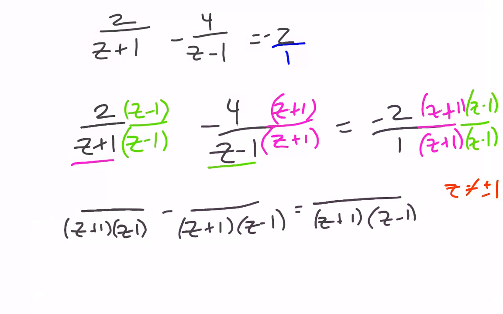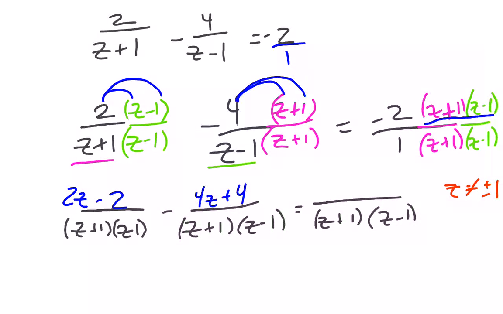All right, so now what are my numerators going to equal? 2 times z is 2z. 2 times -1 is -2. 4 times z is 4z. 4 times 1 is 4. And what I want to think of, this right here, z plus 1, z minus 1, is a difference of squares. So this is z squared minus 1.